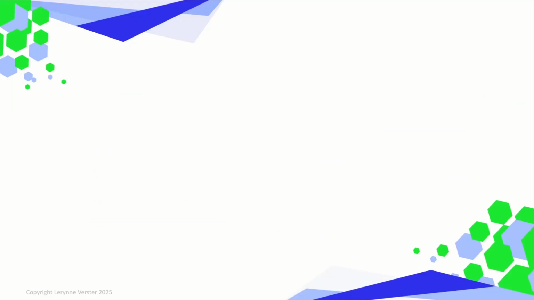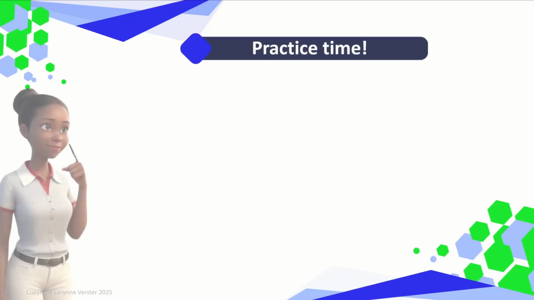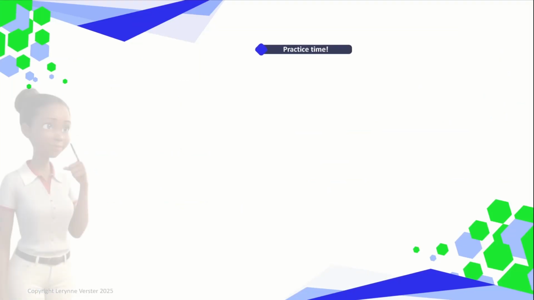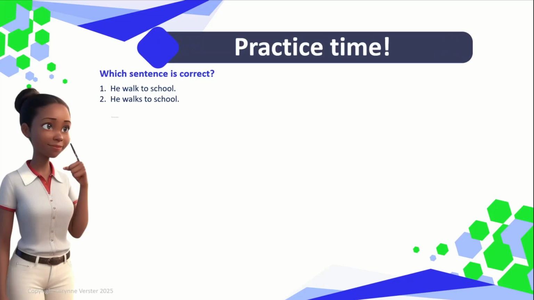Now, let's practice. Which sentence is correct? 1. He walked to school. 2. He walks to school. Sentence 2 is correct. Why? The subject he is singular, so the verb must be singular. The singular form of the verb in the simple present tense is walks.